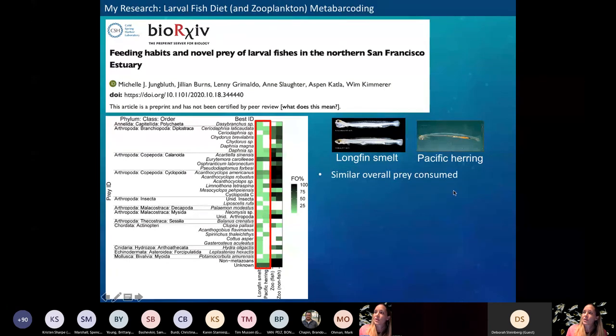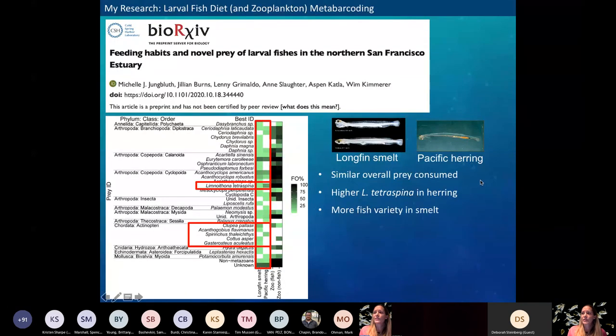Overall, we found similar prey between the two species, with higher abundance and frequency of occurrence, so this is, out of all the fishes analyzed, the presence or absence in more species, more individuals of each of the species. And so higher frequency of occurrence of Limnoithona in the herring guts, and that's an introduced species, a tiny cyclopoid copepod. So I thought that was interesting. It was also higher in relative abundance in the herring. So it seemed like the smelt just weren't eating it despite its abundance in the zooplankton as well.